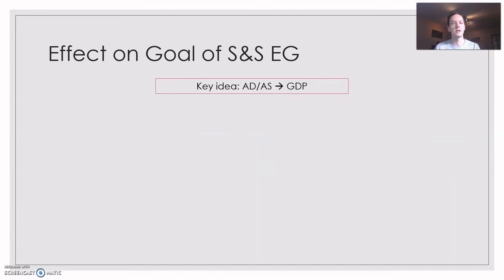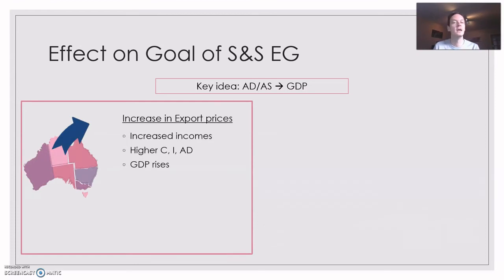Goal of strong and sustainable economic growth. It's the same key idea. We've got to get to AD/AS and then to GDP or levels of production. So let's go. Exports. If there is an increase in export prices, that's going to cause an increased income effect.